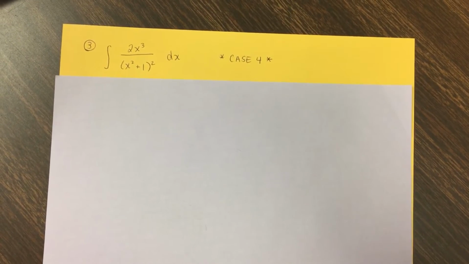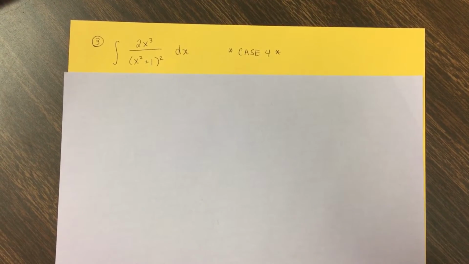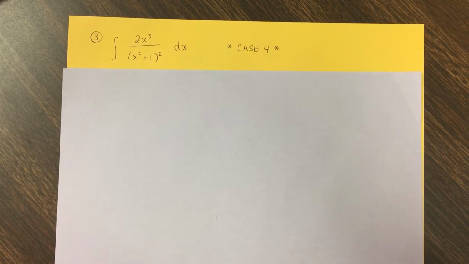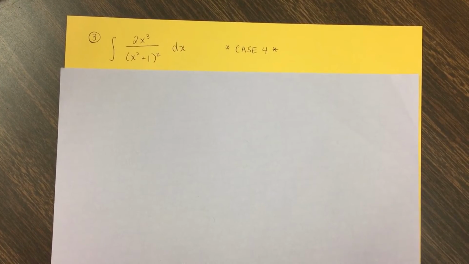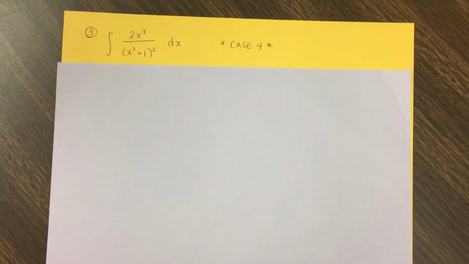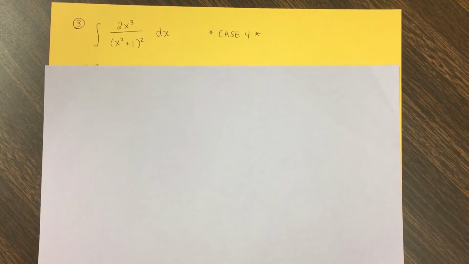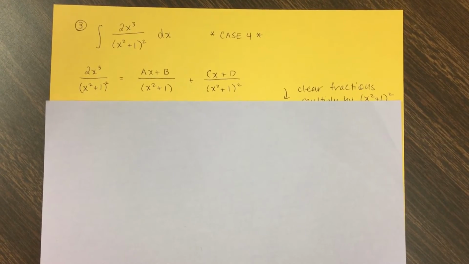So another example of a rational expression in our integrand that's going to require a partial fraction decomposition. This one's a little bit different, however, because you'll notice that we do not have linear factors in the denominator. And in fact, we have the square of a squared factor. So this corresponds to case 4 in your partial fraction decomposition handout.